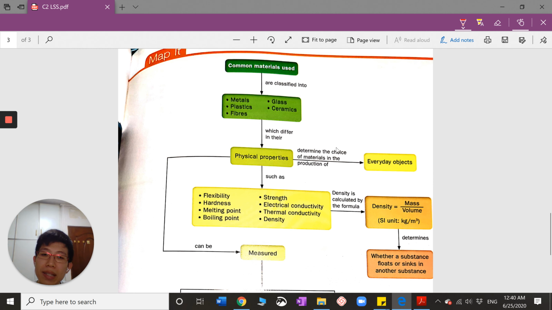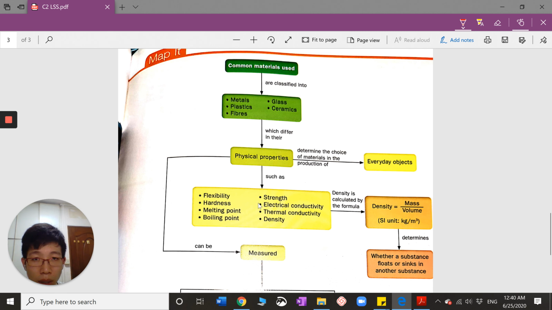So what are the physical properties that we are considering? Basically these eight of them: flexibility, hardness, melting point, boiling point, strength, electrical conductivity, thermal conductivity, and density. These are the eight physical properties that we will use to justify why we pick certain materials over another material. Like, why is this material better than the other one?